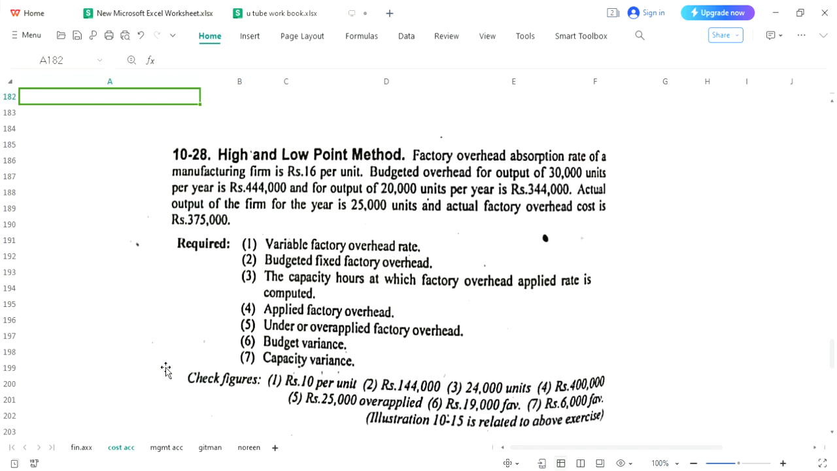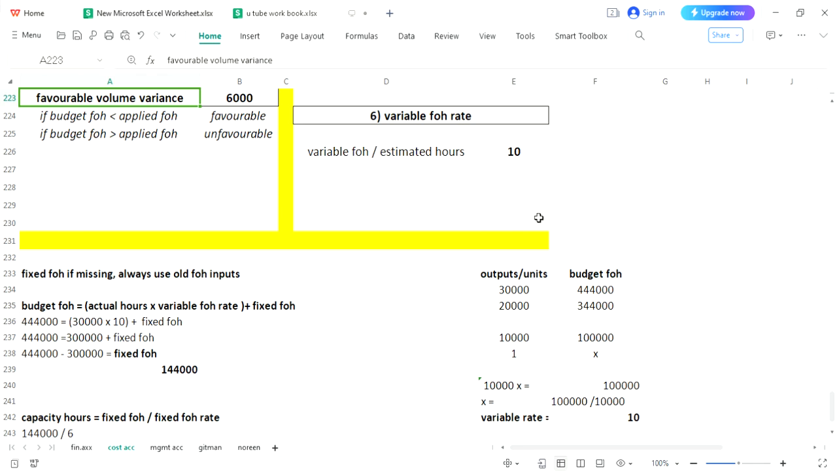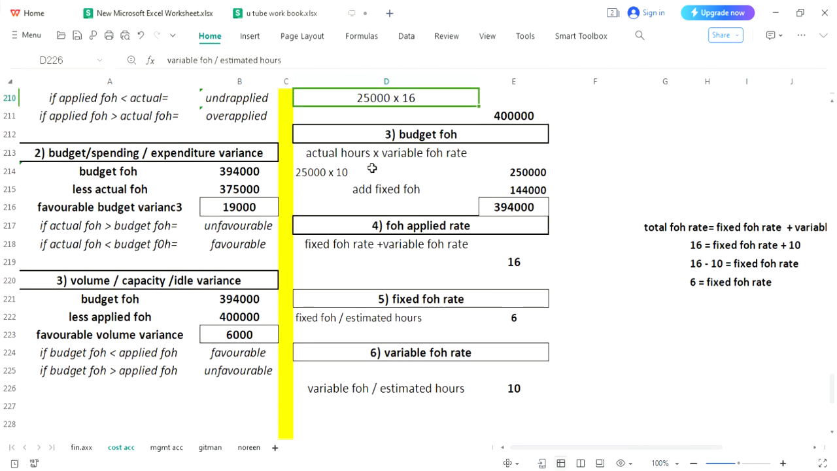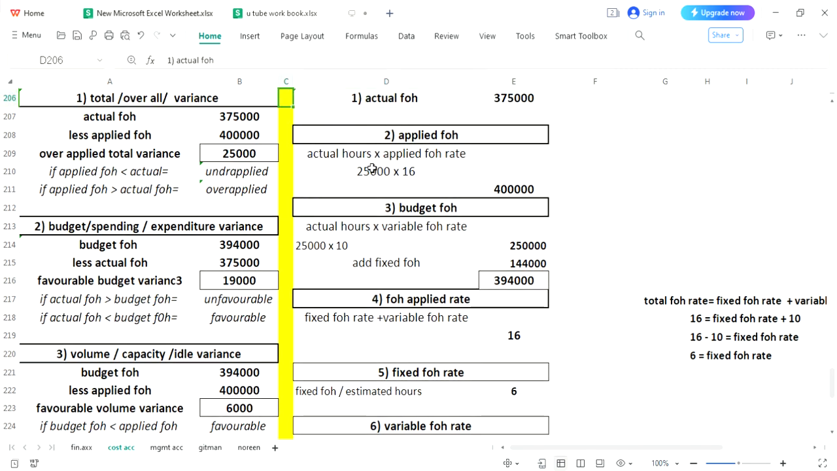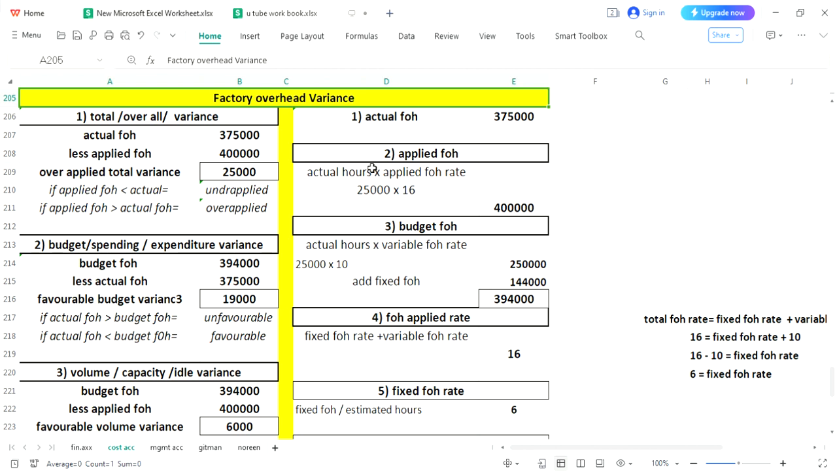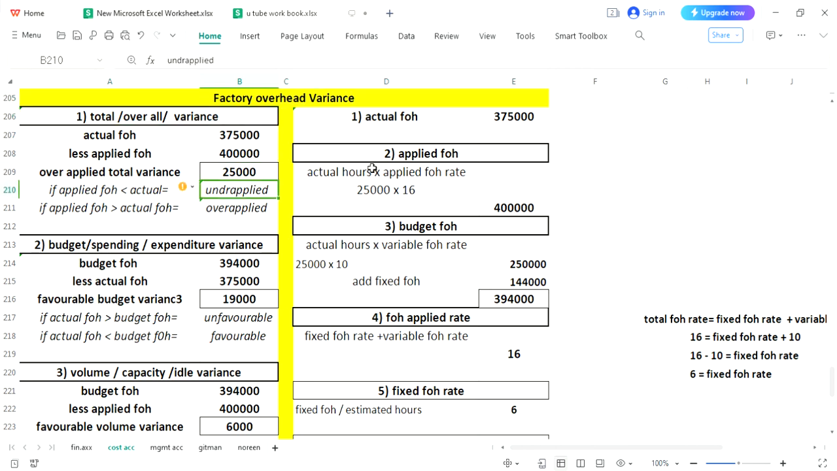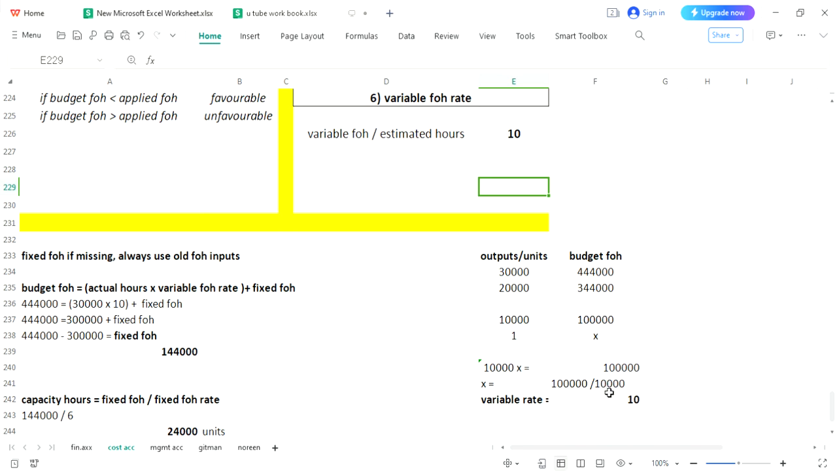So here was our 10.28, high-low level method. The speciality of this question was this high-low level. This was high, this was low level, and with which we have calculated variable FH rate. Actually, this was the twist, and this was the backbone, the main theme of the question. Remaining everything was traditional. As you have seen, we have already written the format even before reading the question. So it means everything is traditionally solved. Actual FH and applied FH were solved within the formula, but the only thing different was to calculate your rate in a different way.